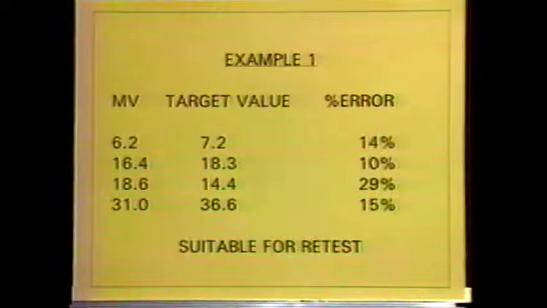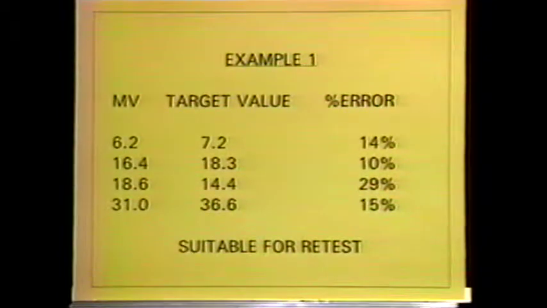Let me give you an example of this. Let's take a look here. Suppose you have measured values given here. In other words, all 4 detectors were put into the radon chamber at these different concentrations. In other words, these were the chamber values, 7.2, 18.3, etc. And you come up with values as indicated here. Note here the percent error in each case, 14, 10, 29, and 15.